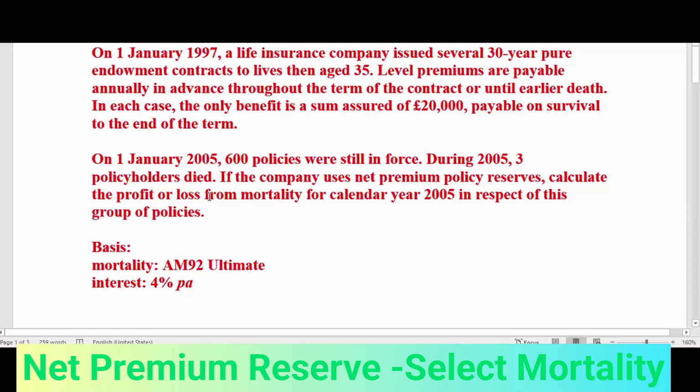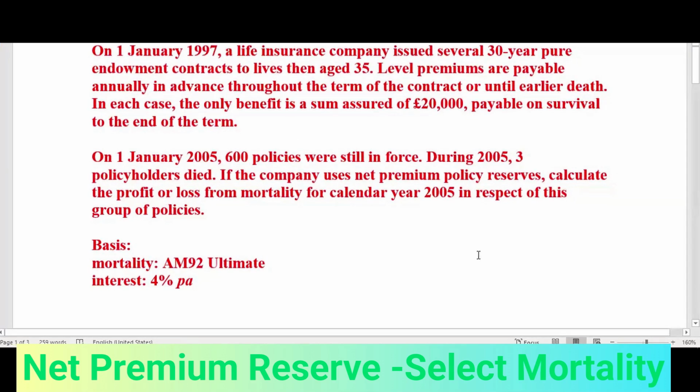We'll discuss more about mortality profit in today's class. If you remember, we solved this problem already. It's not new. On 1 January 1997, a life insurance company issued several 30-year pure endowment contracts to lives aged then 35. Level premiums are payable annually in advance throughout the term of the contract. In each case, the sum assured is 20,000 payable on survival to the end of the term. And the question was, on 1 January 2005, 600 policies were still in force. During 2005, 3 policyholders died. If the company uses net premium policy reserves, calculate the profit or loss from mortality for calendar year 2005 in respect of this group of policies.